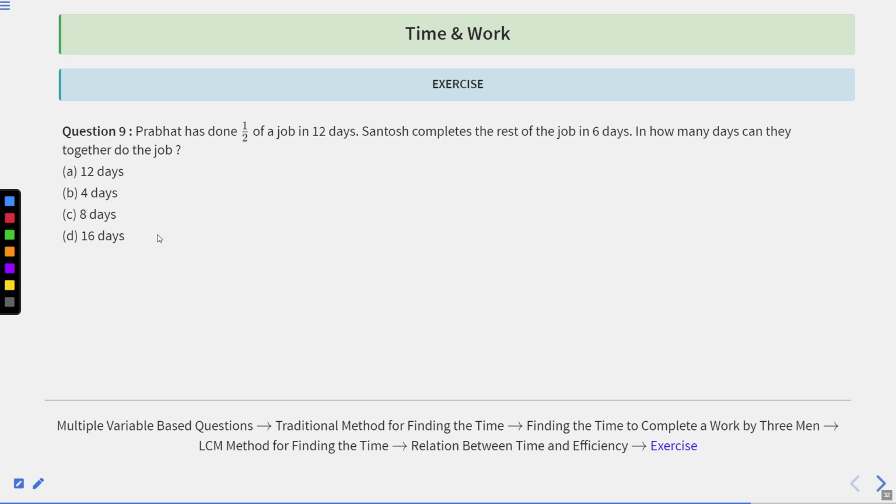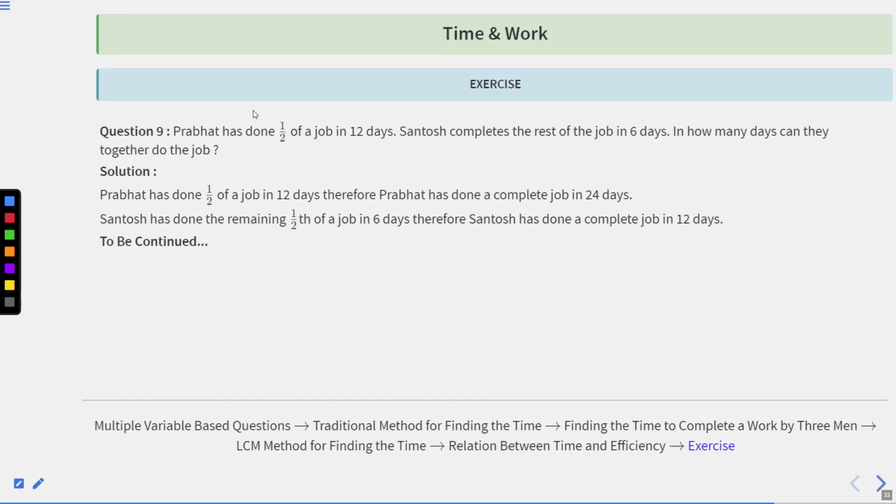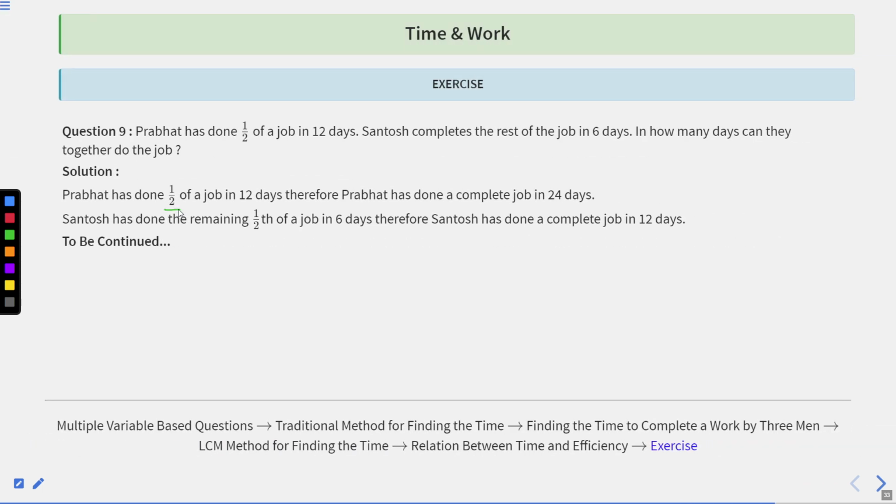Now, let us move to question number 9. Prabhat has done half of the job in 12 days. Santosh completed the rest of the job in 6 days. In how many days can they together do the job? So this question is very much similar to the previous one. Prabhat has done half of the job in 12 days. Therefore, Prabhat has done the complete job in 24 days. Santosh has done the remaining half job in 6 days. Therefore, Santosh can complete the job in 12 days.